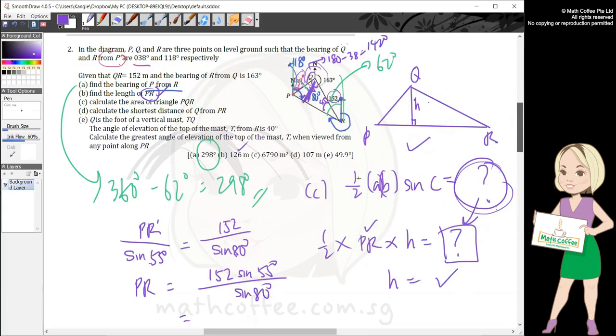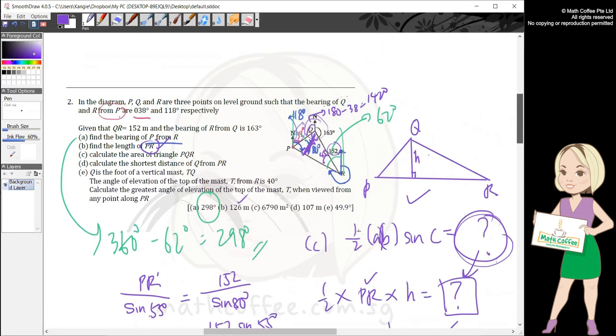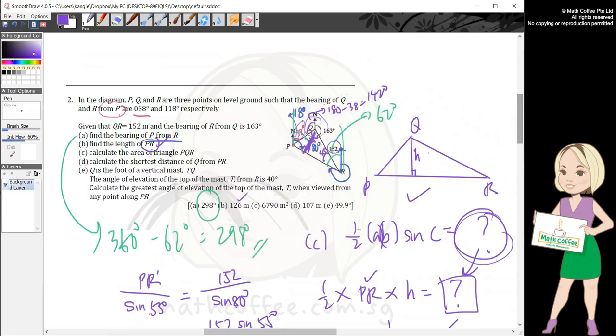So, the last part. The angle of elevation of the top is 40. Calculate the angle. You see, it's always the same thing. But the bad news is you're supposed to find out how long the vertical mast is. So let's find how long the vertical mast is first. Where do they say T and R? Where's my T and R?